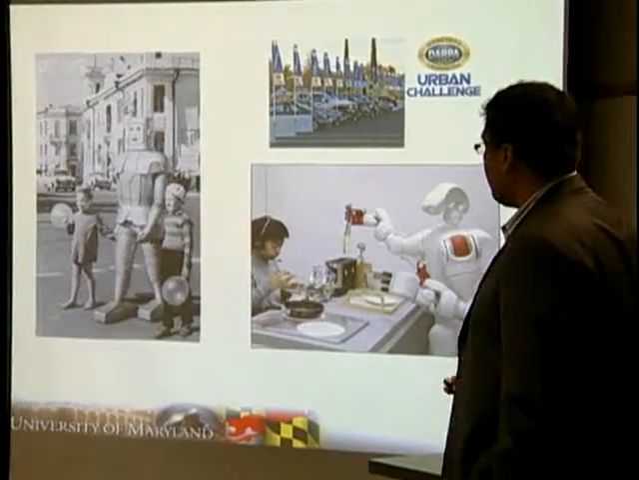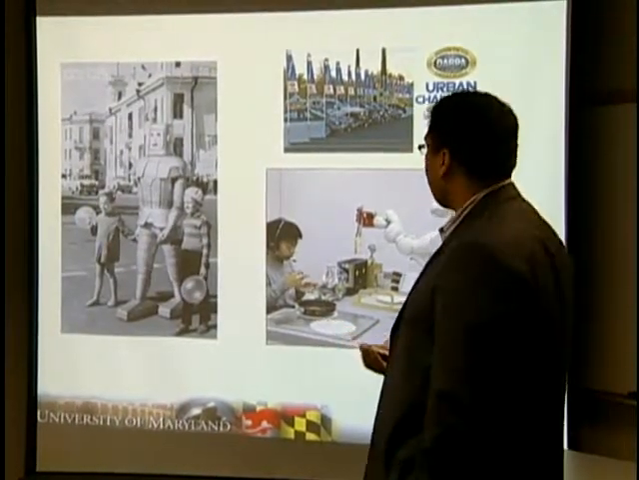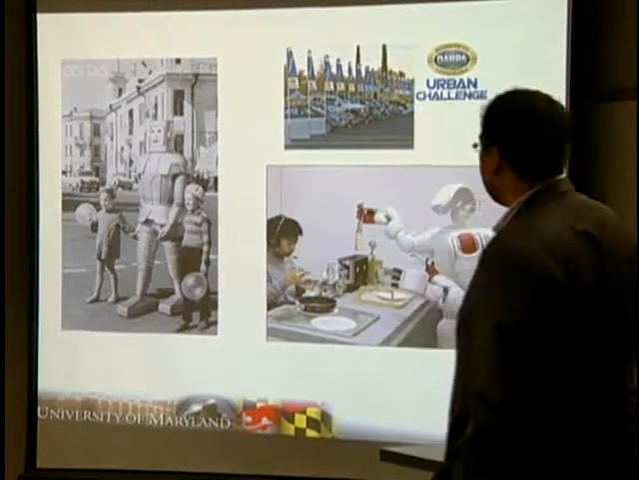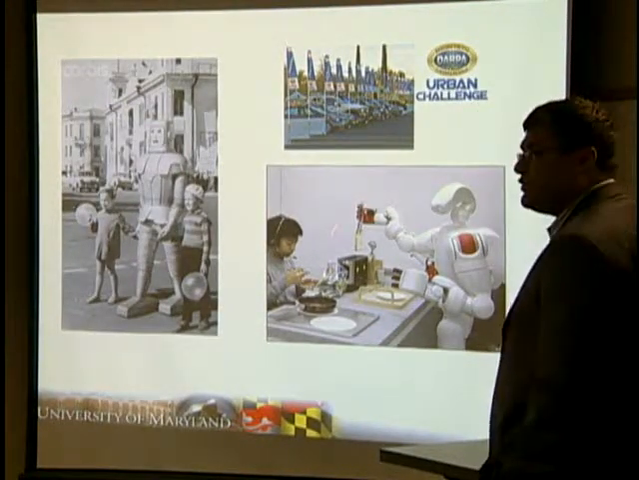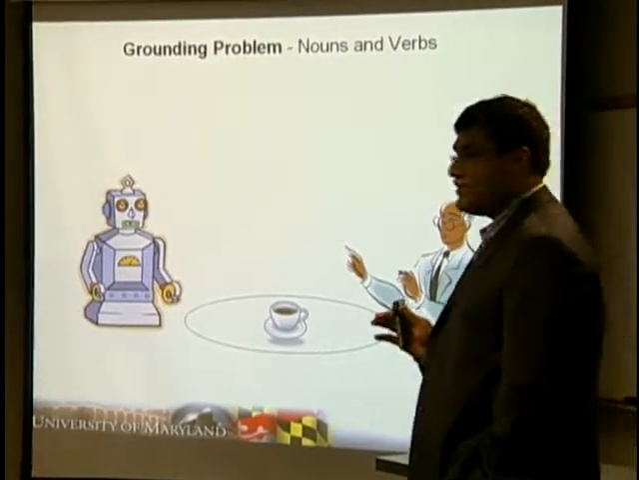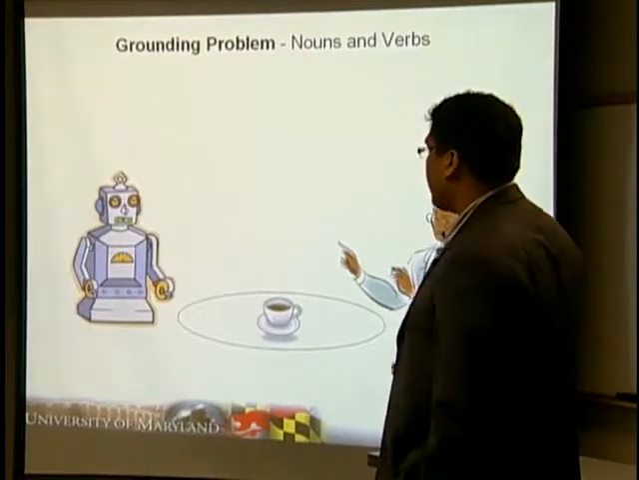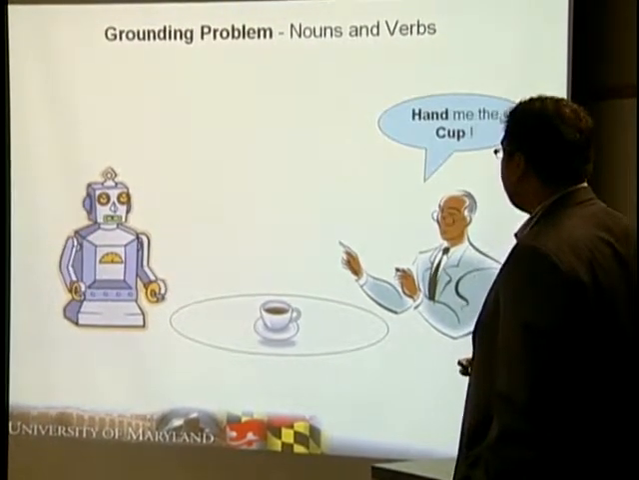One of the long-term goals of the AI community has been to design intelligent machines and robots that can interact with humans and help us in our daily activities, like help our children cross the road, help serve the food to the sick, and so on. Now let us consider one example interaction scenario where a human is trying to interact with a robot. Let us suppose the human asks the robot to hand him the cup.